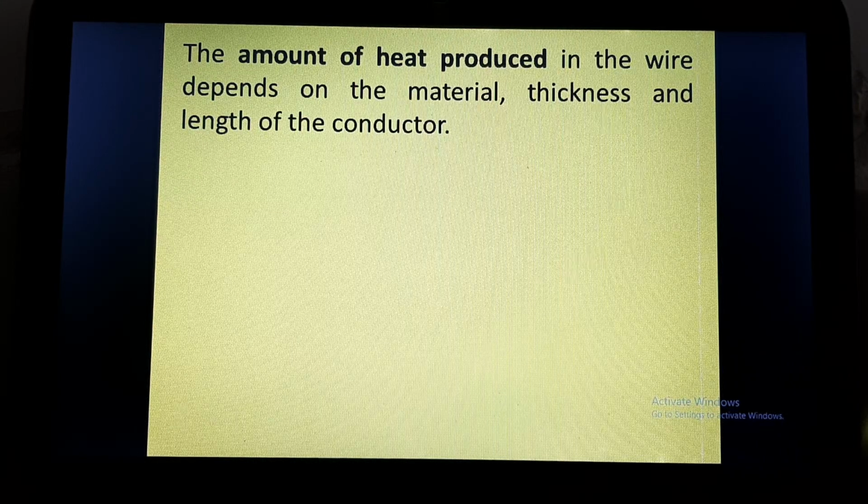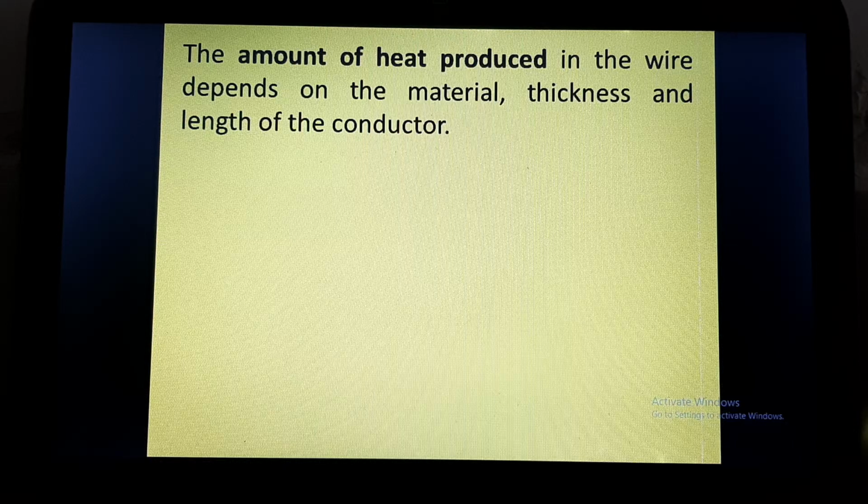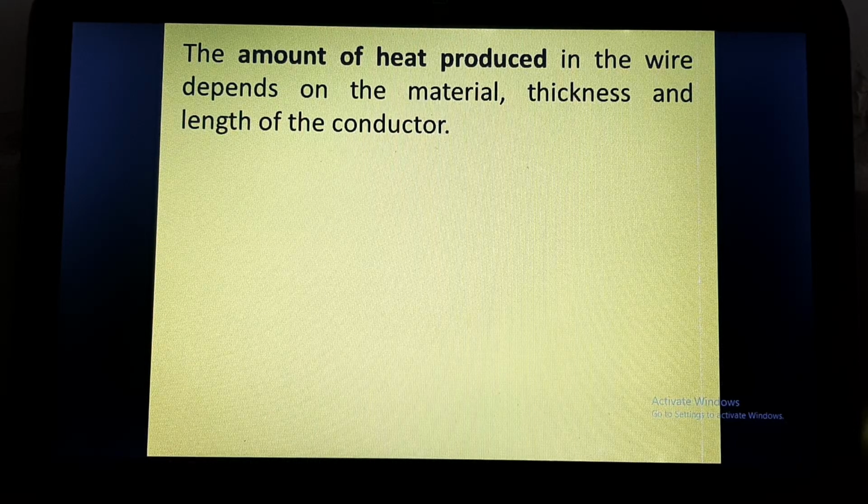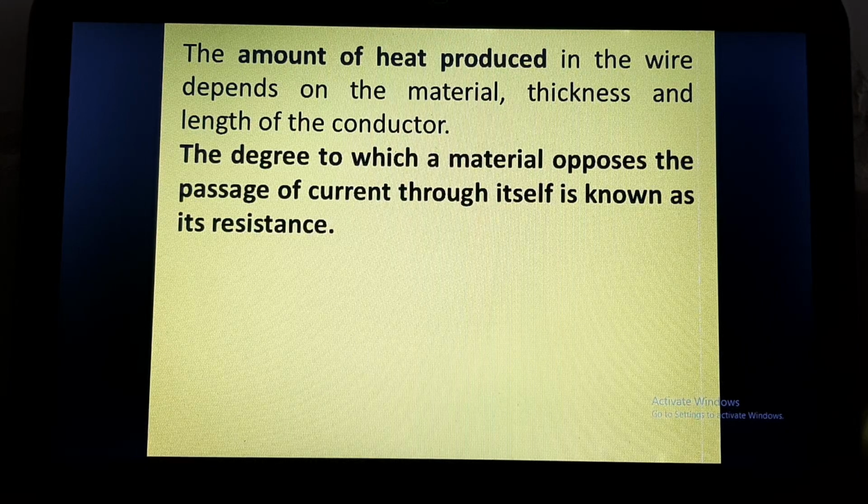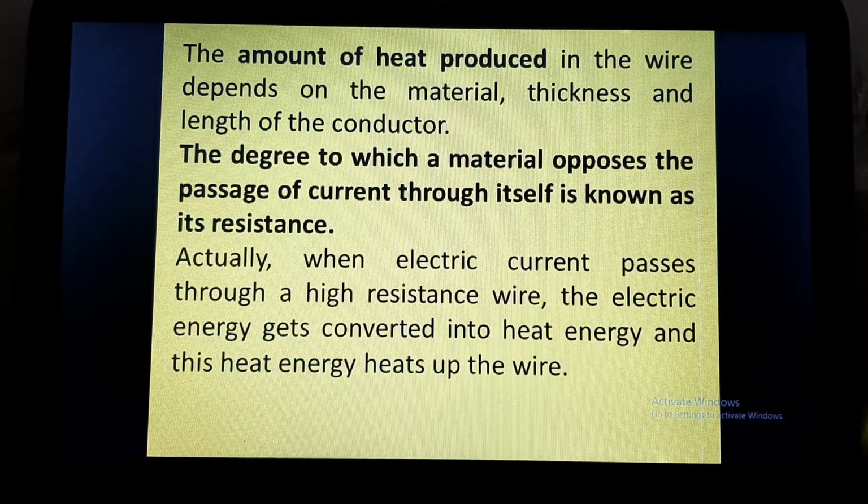The amount of heat produced in the element or in the wire will be depending upon the material, that means the kind of material it is, thickness and the length of the conductor. If we say it depends upon the material, that means the material opposes the passage of current, which is called resistance. So basically the amount of heat produced in the wire depends on the resistance of the material, thickness of the wire and length of the wire.